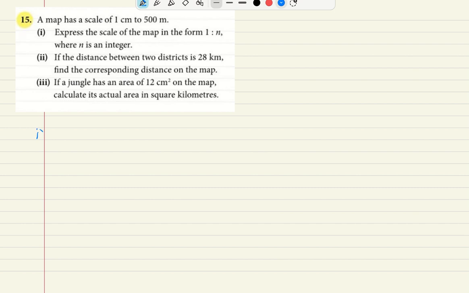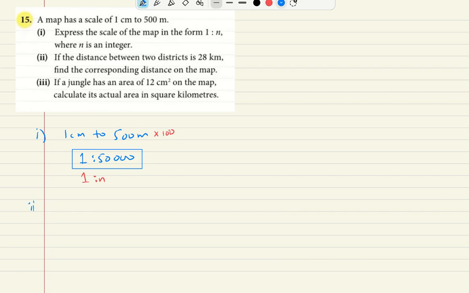सो फॉर पार्ट 1 दिस इज़ 1 सेंटीमीटर टू 500 meters. So 1 meter is 100 centimeter. So 500 को जब आप कन्वर्ट करोगे into centimeter, you will multiply this by 100. So this will become 50,000. So 1:50,000 is the format that was required in the question. 1:n. This is the format. So part 1 is solved.